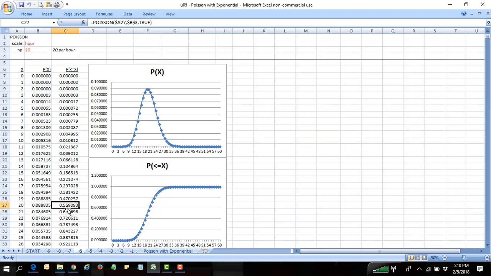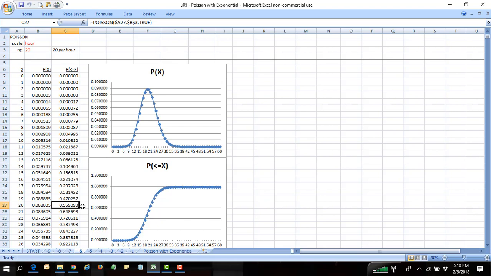So my median value is to the right. It's someplace right around the mean, but there's a 56% probability that 20 or fewer will arrive. Now, we use the Poisson distribution for a lot of things in terms of arrival rates.